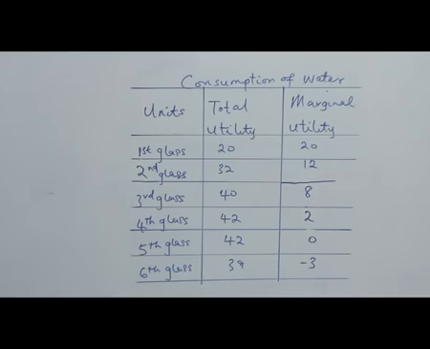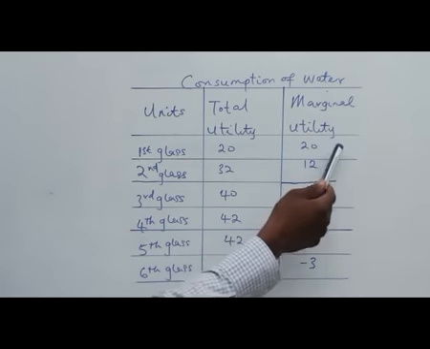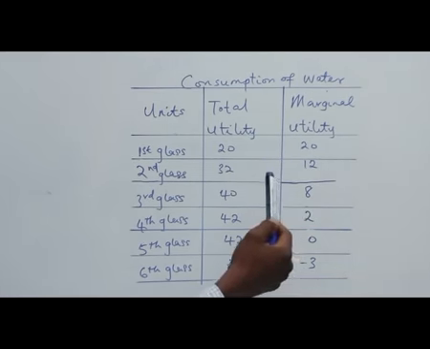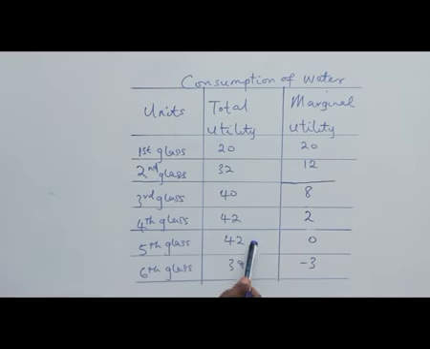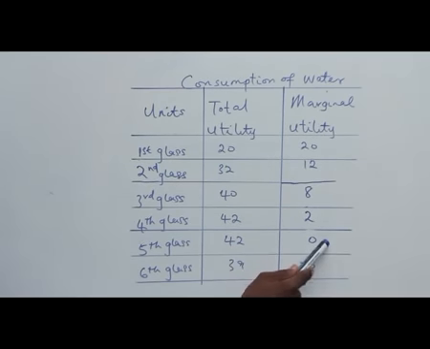So the implication, what we are trying to understand here, is that as the total utility is increasing, the marginal utility is decreasing at a diminishing rate. Let me repeat. As the total utility is increasing, marginal utility is decreasing at a diminishing rate. But when the total utility gets to peak, the marginal utility is 0. So the 6th glass of water indicates that the total utility is dropping. And when the total utility is dropping, the marginal utility will be negative.